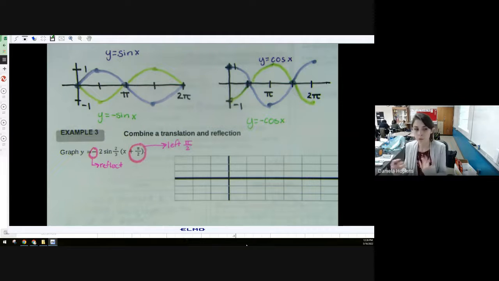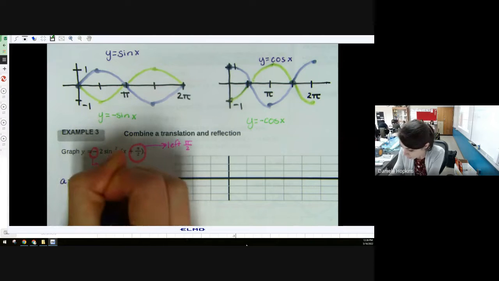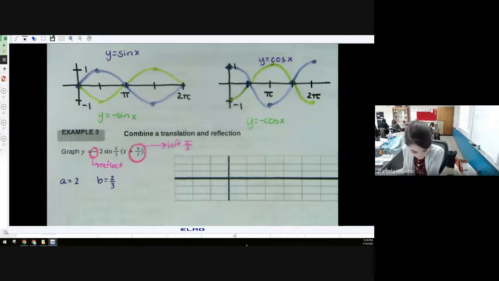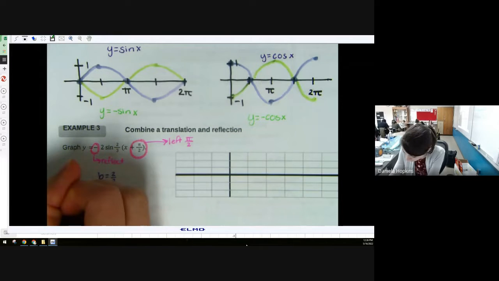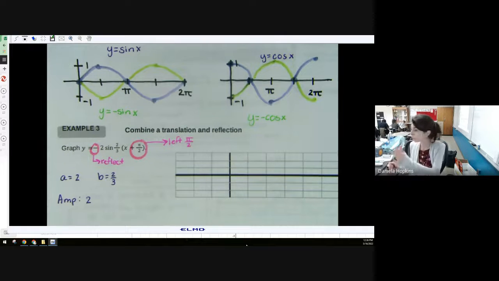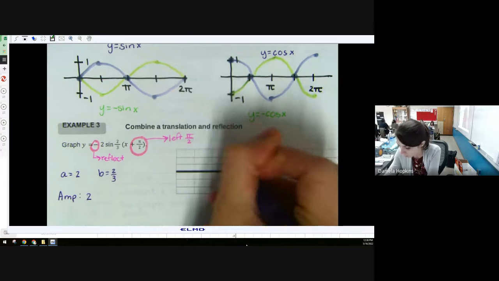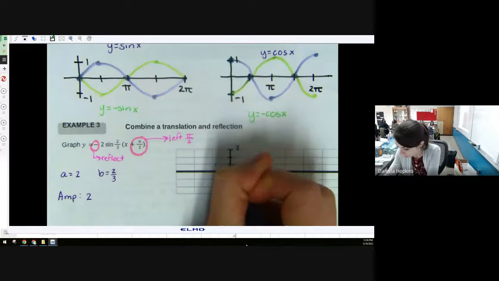But then I'm going to sort of treat this like it's what we did last week. So I'm going to say, okay, my A here is 2, and my B is 2/3. So since my A is 2, my amplitude is 2. I don't have a shift up or down, so I'm going to go ahead and graph my y-axis. I can just count by ones here. So I can go up to +3, down to -3.